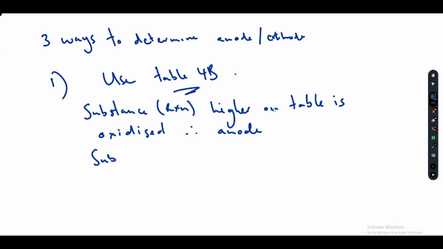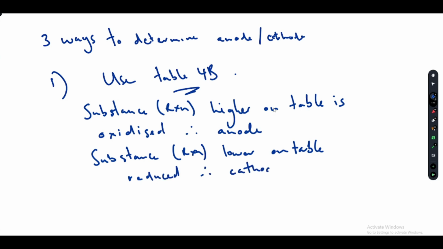So the substance or the reaction lower on the table is reduced. Therefore, that would make it the cathode. But as I said, there's three ways to figure out whether we're looking at the anode or the cathode, which substance is being oxidized and which substance is being reduced.